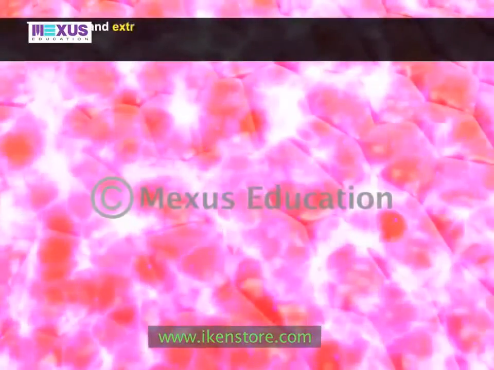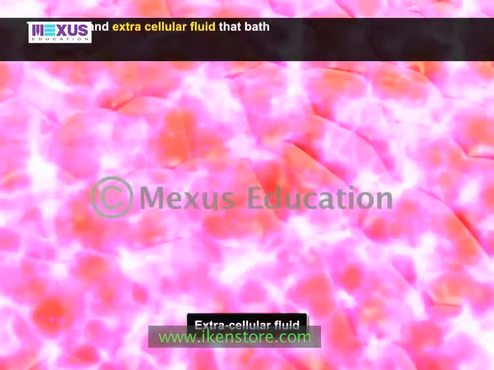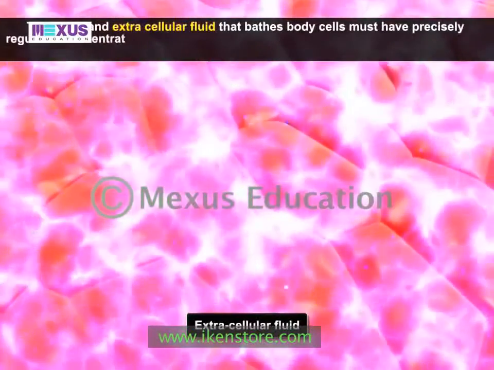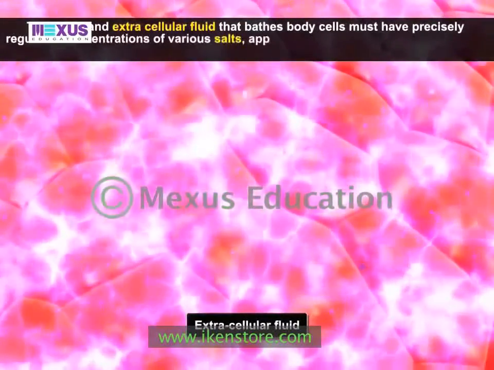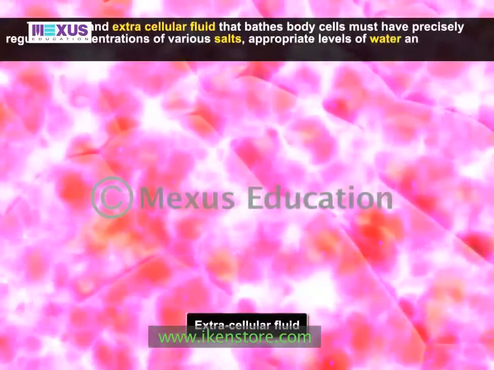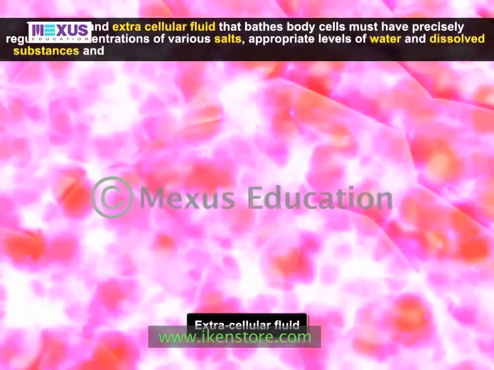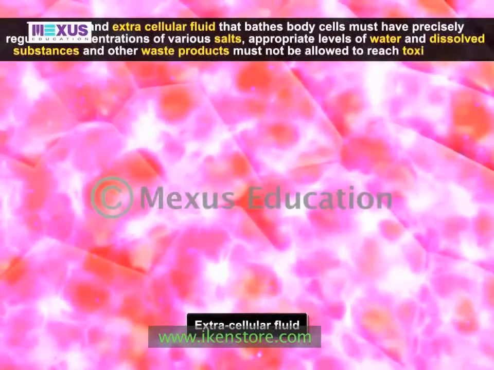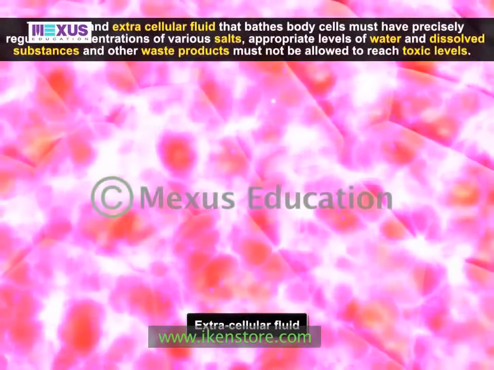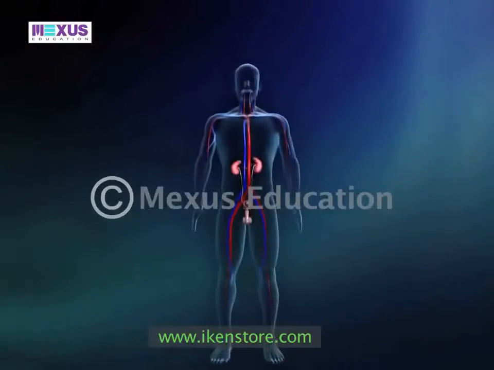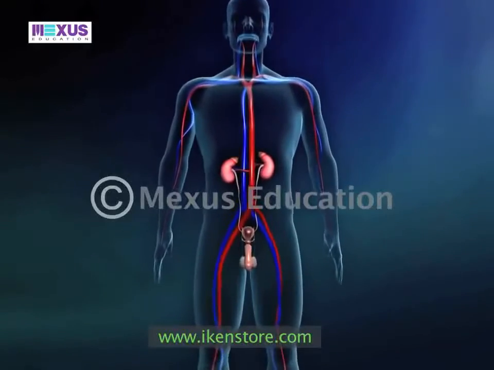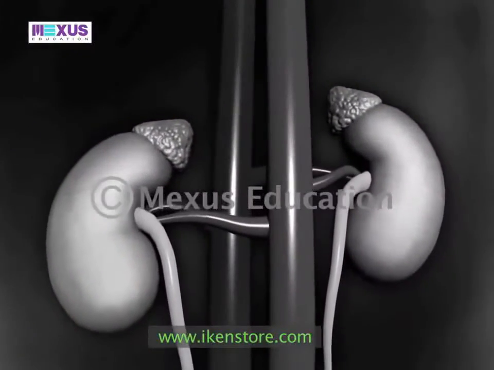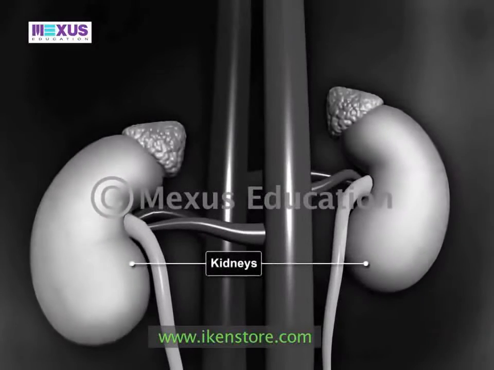The blood and extracellular fluid that bathes body cells must have precisely regulated concentrations of various salts, appropriate levels of water, and dissolved substances, and other waste products must not be allowed to reach toxic levels. The burden of maintaining a proper chemical balance, or homeostasis, in the body falls largely on the kidneys.